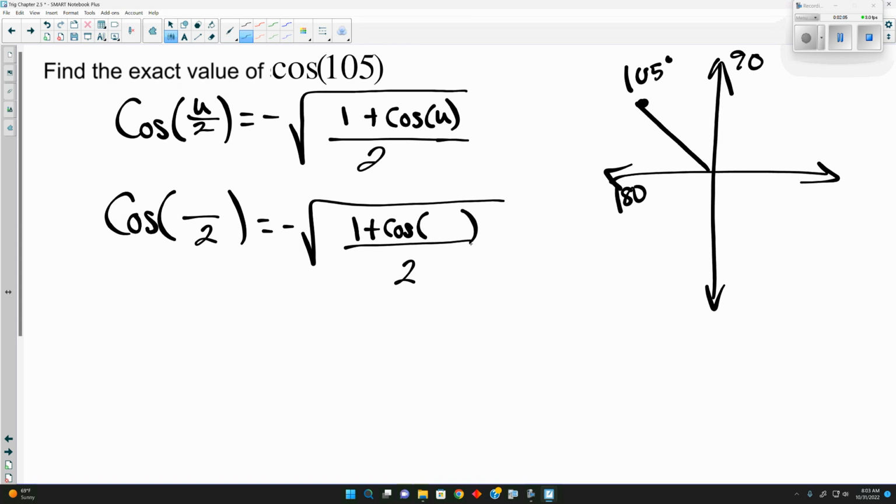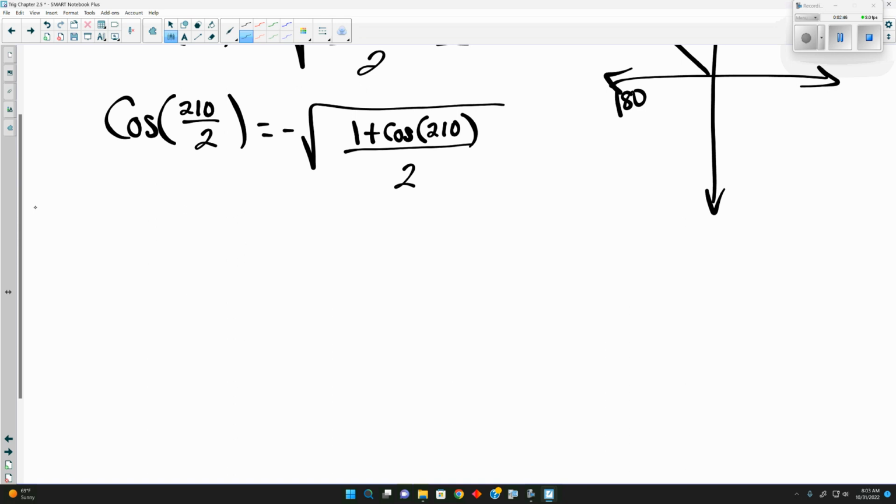Unfortunately for us, 105 degrees is not on the unit circle. Now we can double that. We can multiply 105 by 2 and get 210 degrees and see if it is on the unit circle. And 210 degrees is on the unit circle, so we can use the half-angle formula. Because cosine of 210 divided by 2 is going to be the same as cosine of 105, because 210 divided by 2 is 105. So really what we're looking at for this formula is negative square root of 1 plus cosine of 210 degrees, all divided by 2.